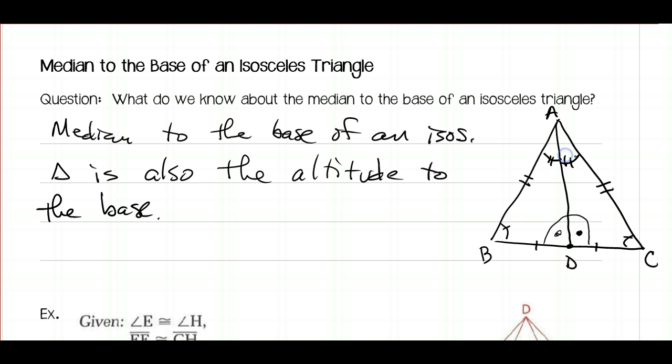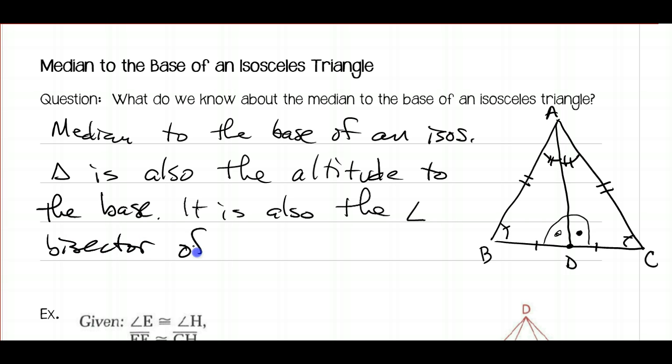Okay, and if we can get these two triangles congruent, I know that this angle is going to be congruent to this angle, which would make it the angle bisector of the vertex angle. It is also the angle bisector of the vertex angle.